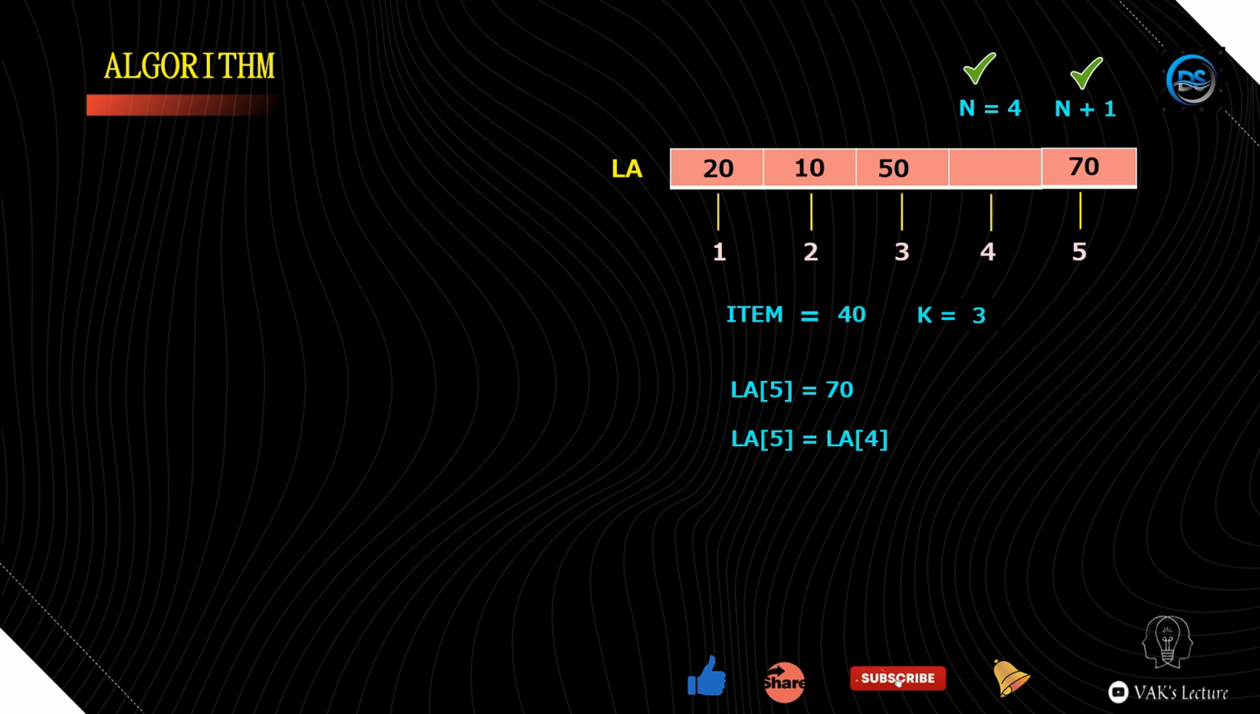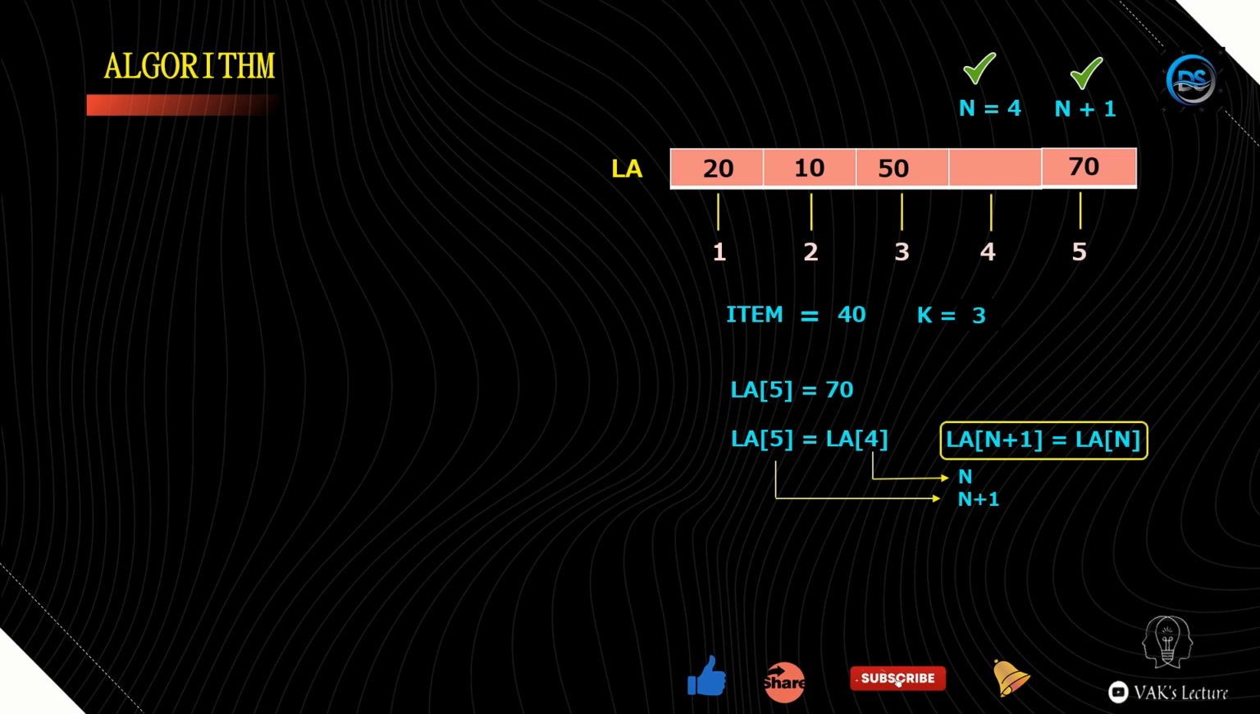Basing on this, we can form a generalized equation. How to form? See here. What is the 4? That is n, that means the size of the array. But now, what is the array size? 5, right? Which is n plus 1. So, how to write the equation? LA of n plus 1 is equals to LA of n.